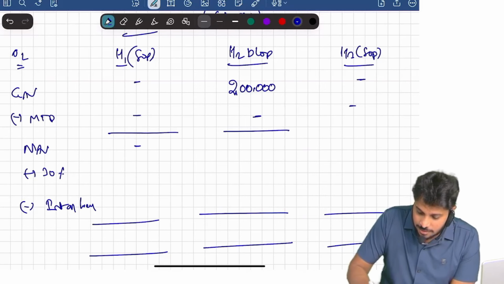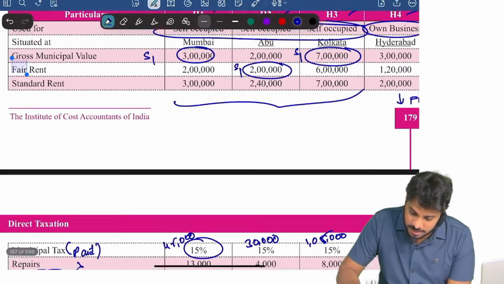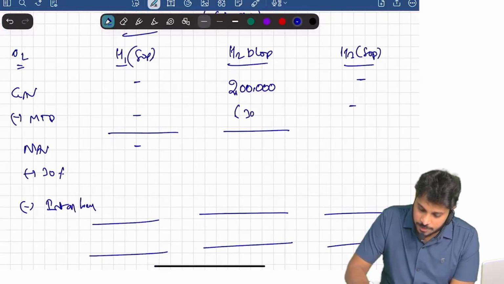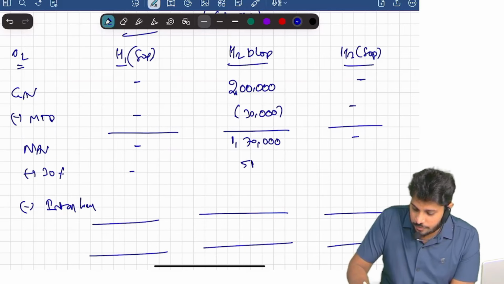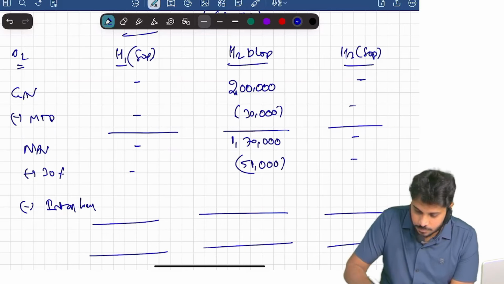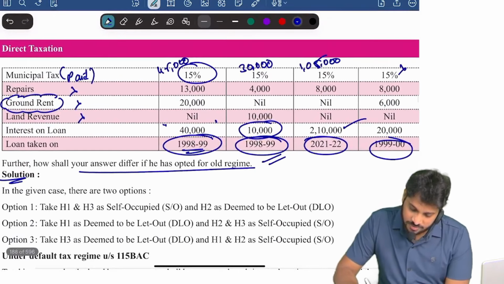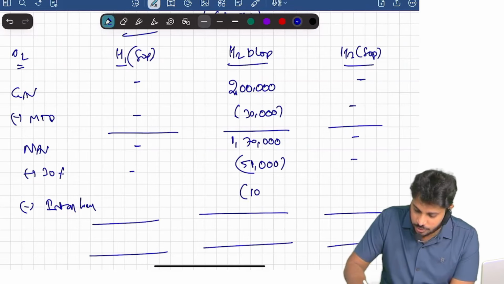Agreed? No, municipal taxes paid is there na. For second house how much it is? 30,000 ma. Municipal taxes is 30,000. So net annual value is 1,70,000. So 30% means 51,000, correct? Then interest on loan 10,000 is there. 10,000 you can claim for that, you need not worry.